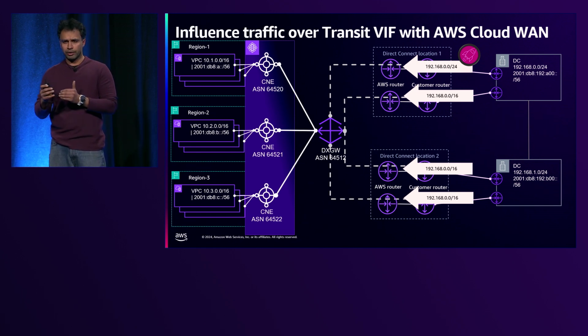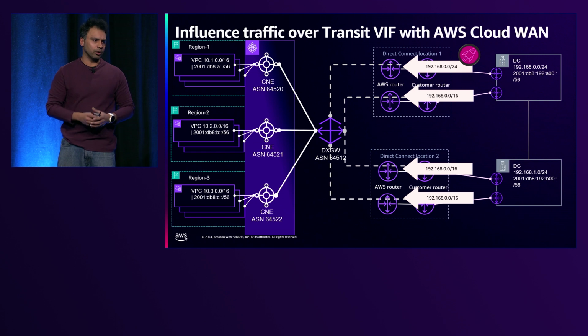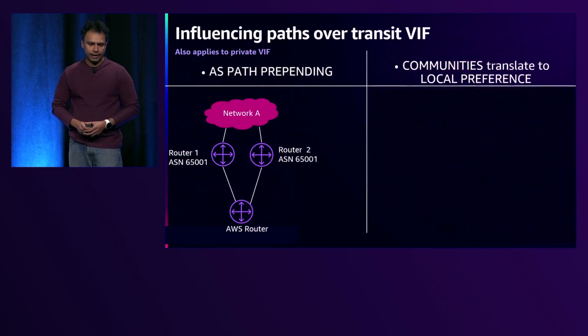And again, this is important because in the other direction, you can always use BGP attributes on your own routers for influencing traffic from on-prem to AWS. So diving in, the first one is AS path prepending.